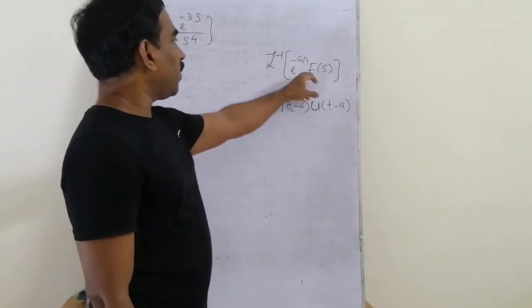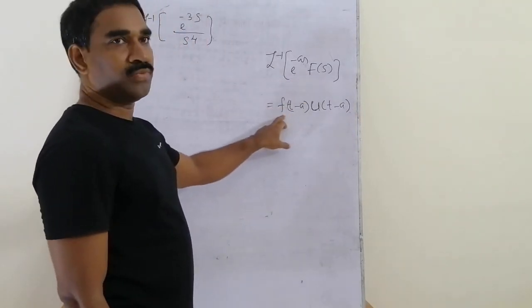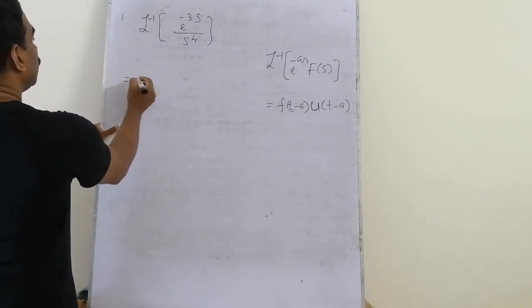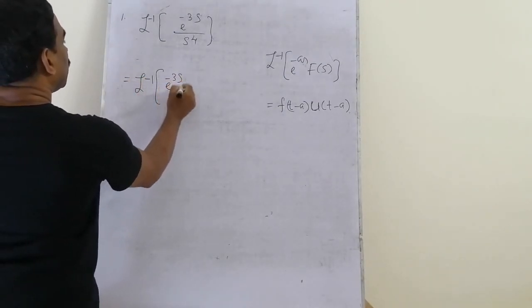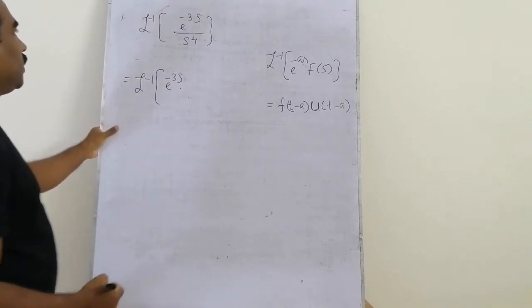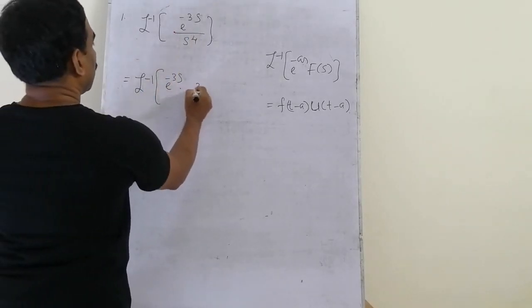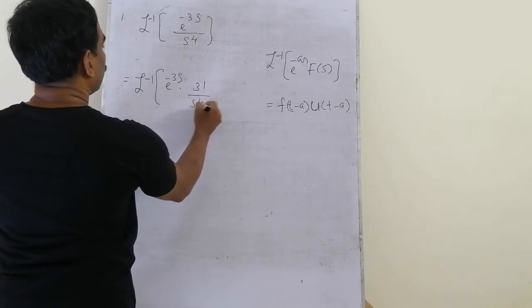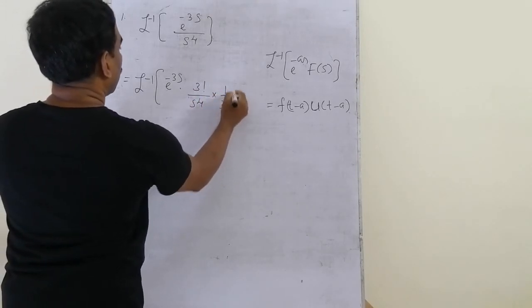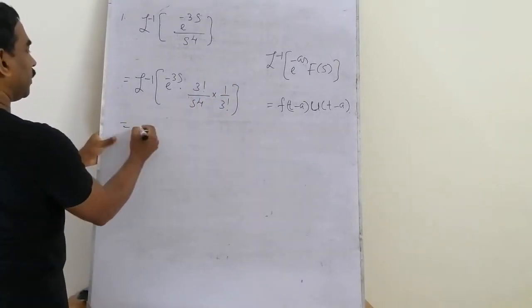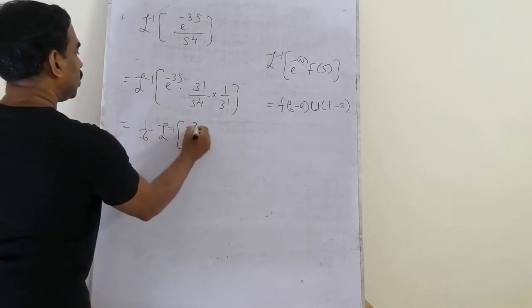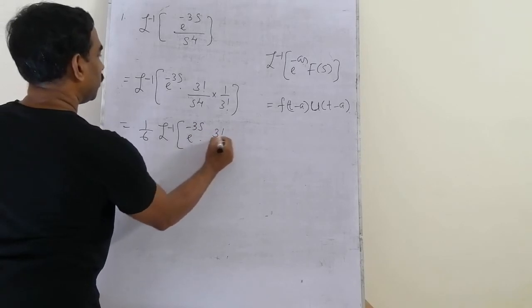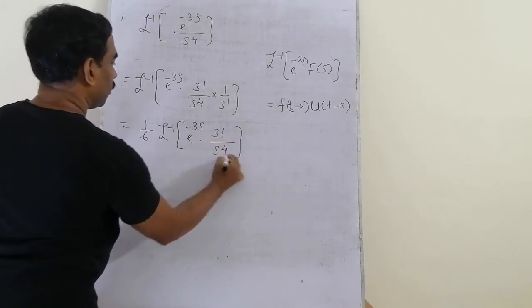where capital F(s) is the Laplace transform of the function f(t). So this is equal to L inverse of e raised to minus 3s into 1 by s raised to 4, which we can modify as 3 factorial divided by s raised to 4 into 1 by 3 factorial. Taking that 1 by 3 factorial outside, that is 1 by 6 into L inverse of e raised to minus 3s into 3 factorial divided by s raised to 4.